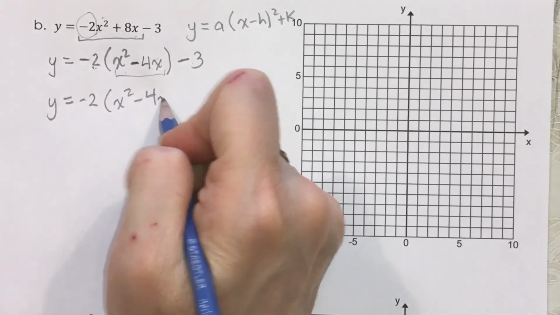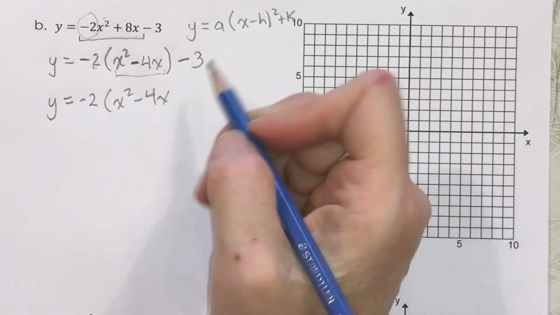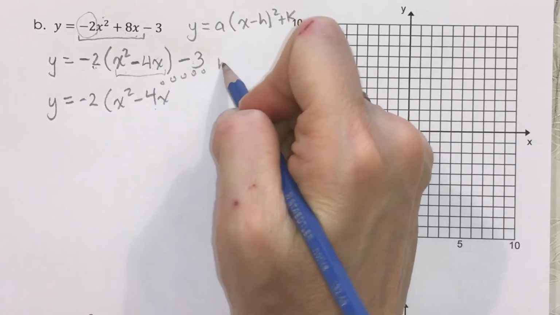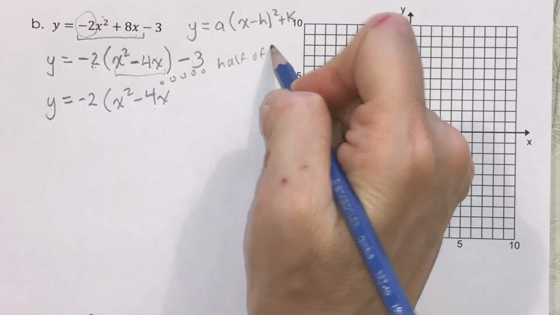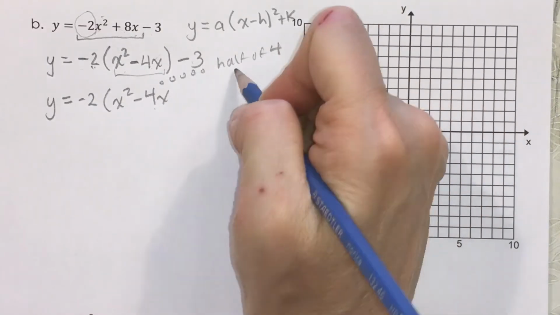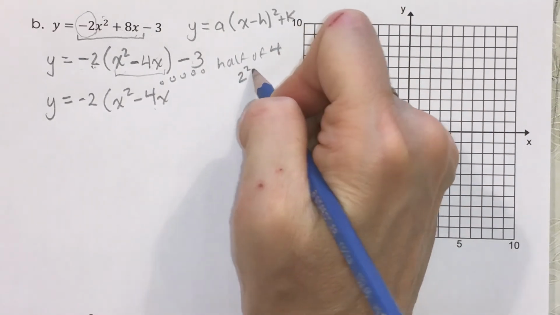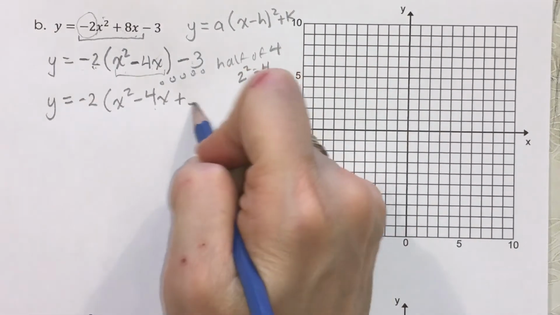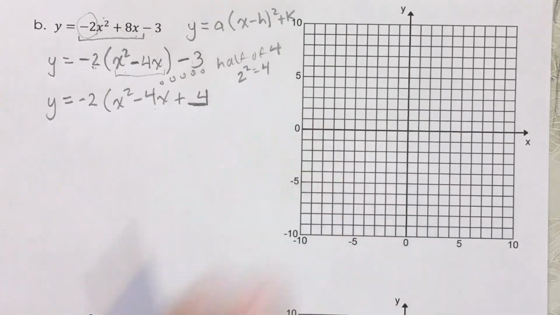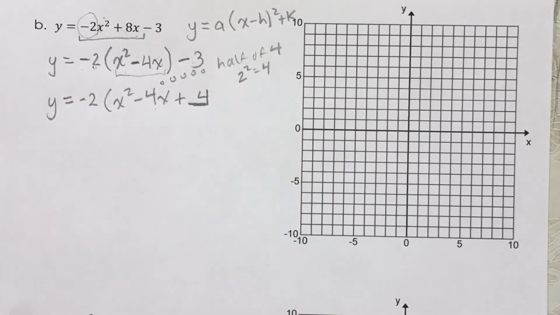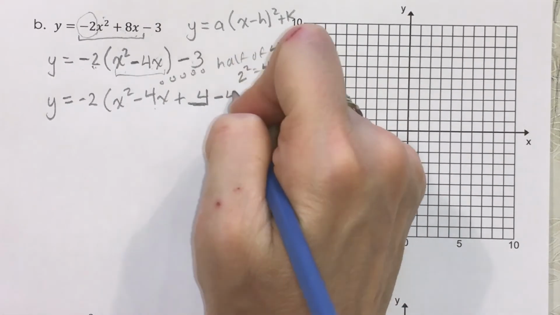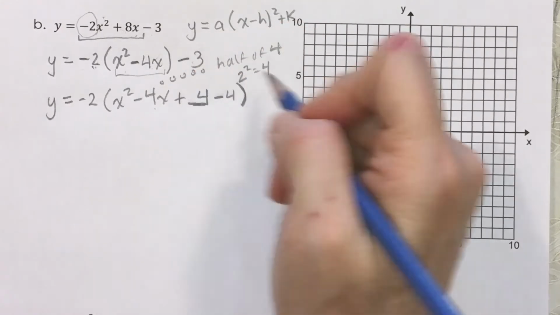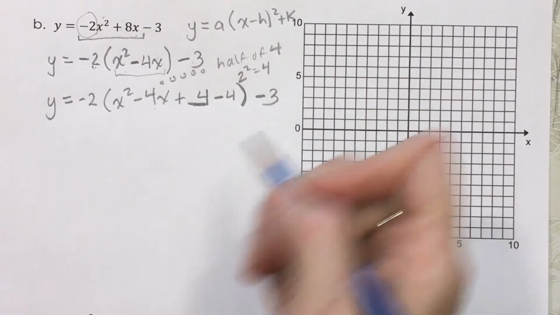To complete the square again, I take half of 4, my thought bubble: half of 4 is going to be 2, and then we square 2, which is 4. So that means the number that completes the square is 4. But I can't just add 4, I have to subtract 4 as well, so I've really just added 0. Now I'm going to close the parentheses and then subtract the 3.